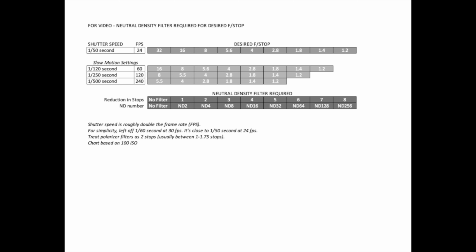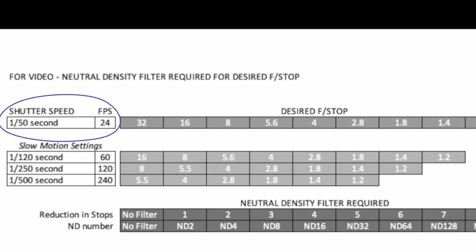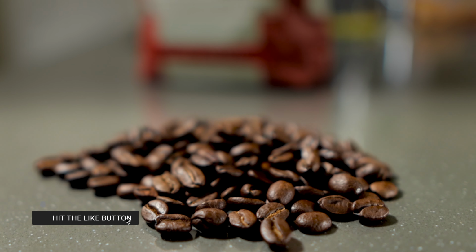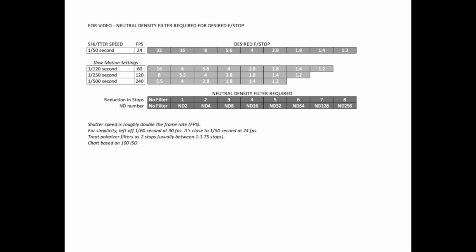Here you can see that I want to shoot a frame rate of 24 frames per second. That means I have to have a shutter speed of 1/50th of a second, or 50. The desired f-stop that I want is 1.8. The reason for that is I want a shallow depth of field because I want to create a more cinematic look. And I'm in bright sunlight, so I've got tons of light and I can't reduce it. Neutral density filter. What kind of neutral density filter do I need?